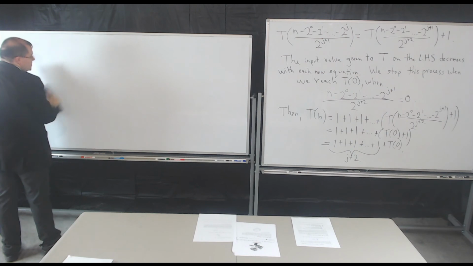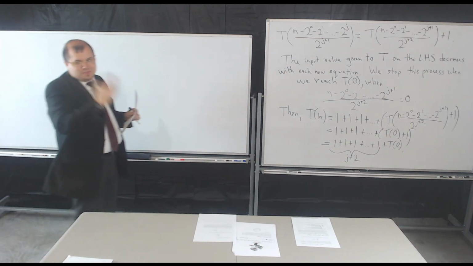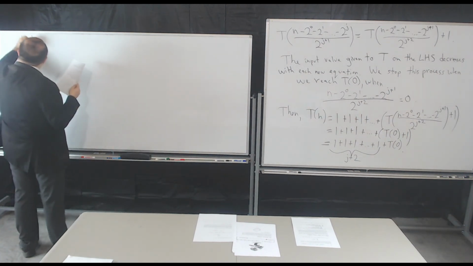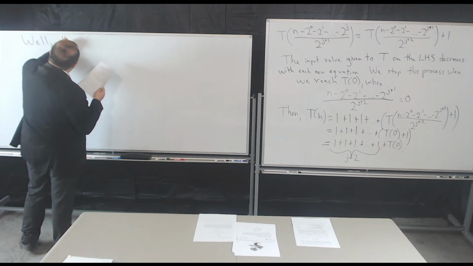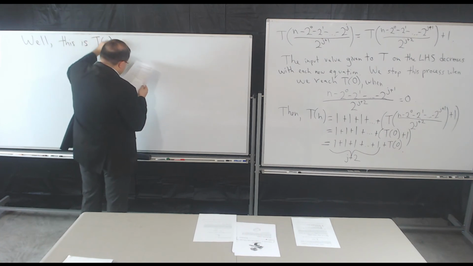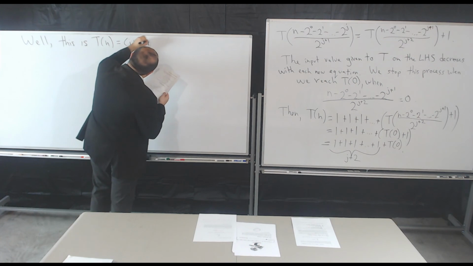So the whole point was to find a pattern, and notice that I was just increasing by powers of 2 every time. This is T of n is equal to j plus 2 plus 1.